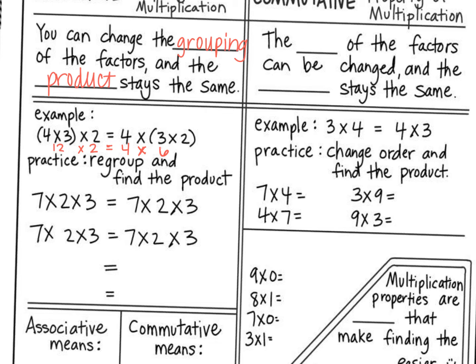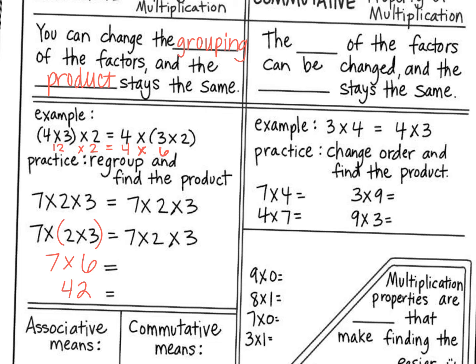Okay, if I have 7 times 2 times 3, I could say, you know what, I want to do 2 times 3 first. So if I did 2 times 3 first, my problem would then be 7 times 6, which is 42.